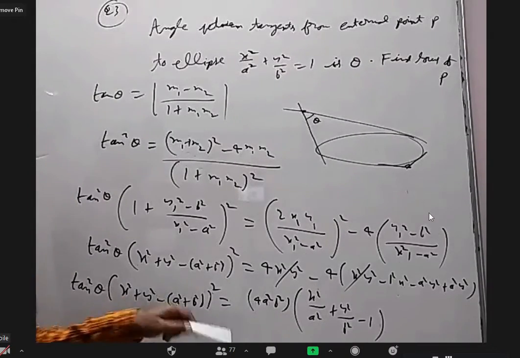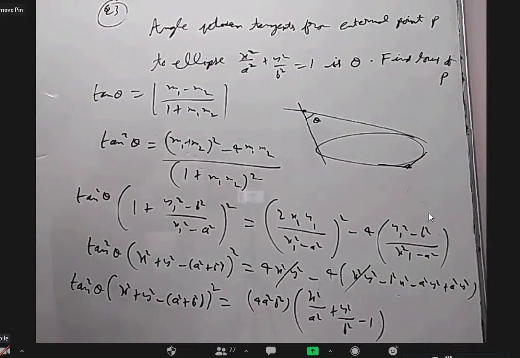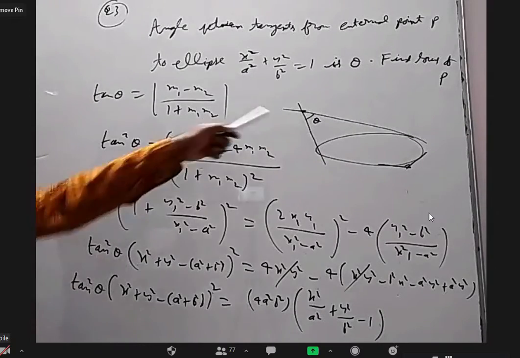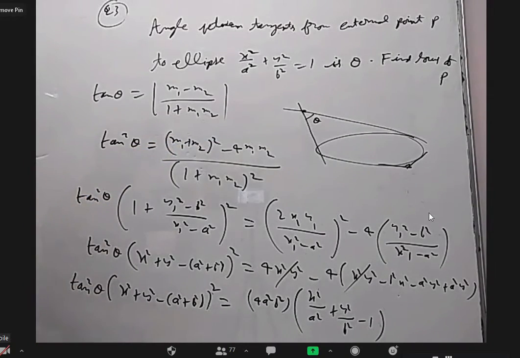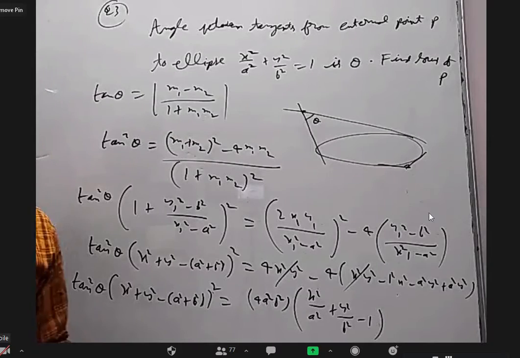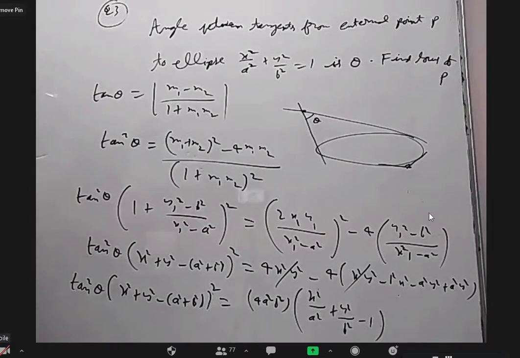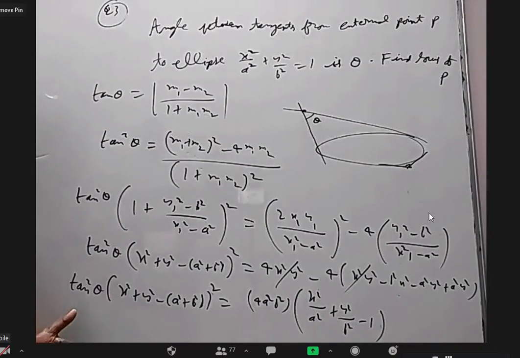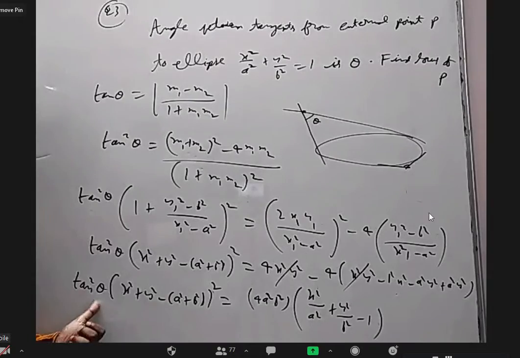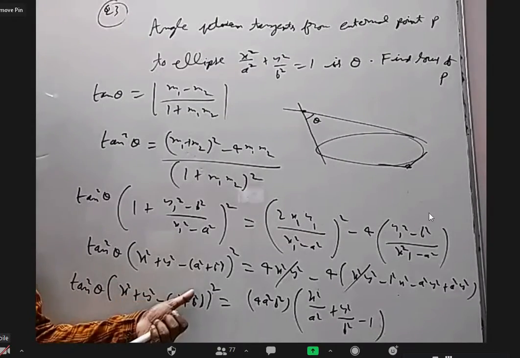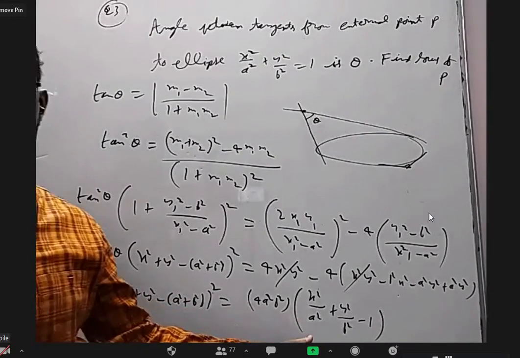I told a similar thing in the circle chapter and the parabola chapter also. So for theta, you try to find the locus here. When theta is 180, you should get the curve. When theta is 90, you should get the director circle, or in the parabola chapter, we got the directrix itself. If I remember correctly, for the parabola the answer is tan square theta into (x plus a) whole square, and here y square minus 4a.